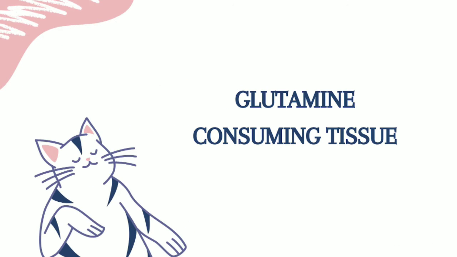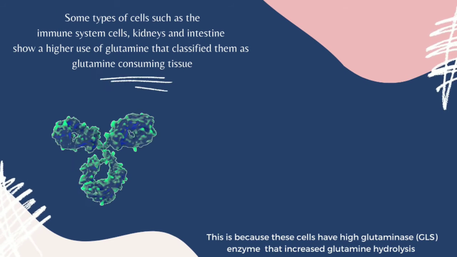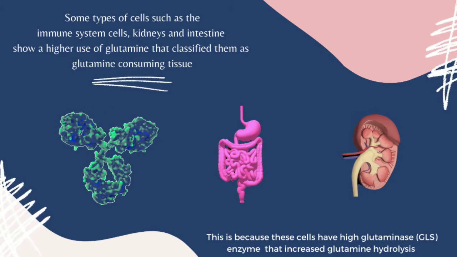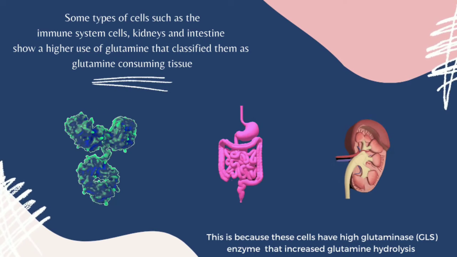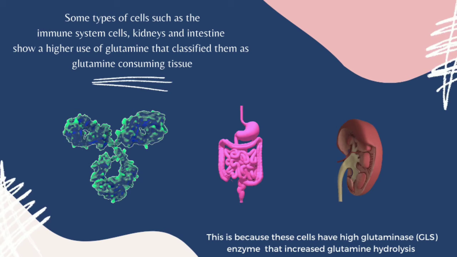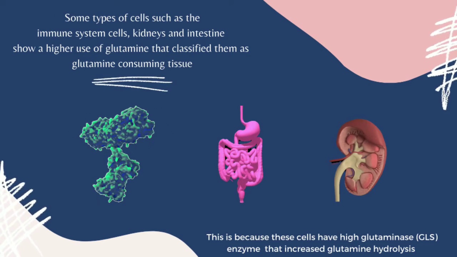Glutamine-consuming tissue. Some types of cells, such as the immune system cells, kidneys, and intestine, show a higher use of glutamine that classified them as glutamine-consuming tissue. This is because these cells have high glutaminase (GLS) enzyme that increased glutamine hydrolysis.